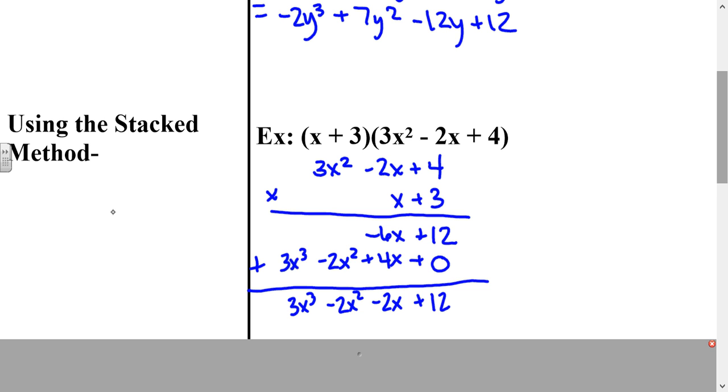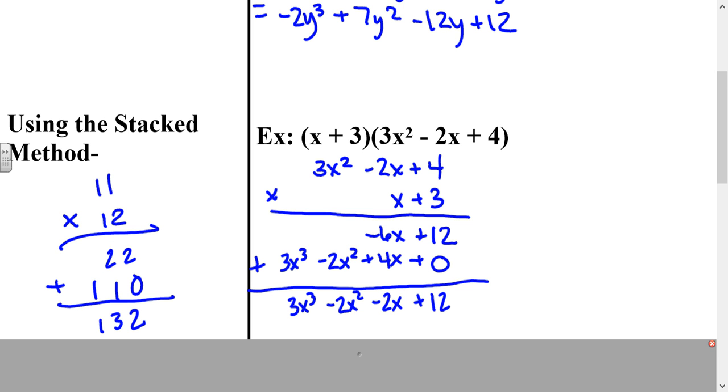But remember, when you do the stacked method, it's just like if I was multiplying 11 times 12. It's the same method. I take 2 times both numbers. So 2 times 1 would be 2. 2 times 1 would be 2. Bring down the 0. Then 1 times 1 would be 1. 1 times 1 would be 1. And then you add them together. So you get 132. So it's the same process as multiplying regular numbers. You just multiply the 3 by everything and then the x by everything and then add everything together.